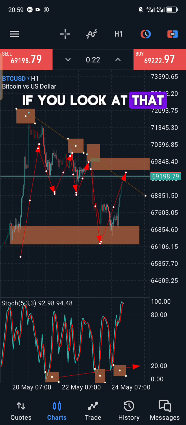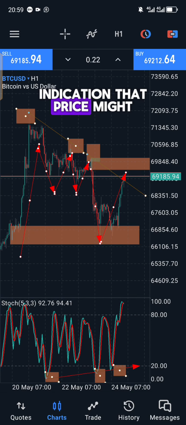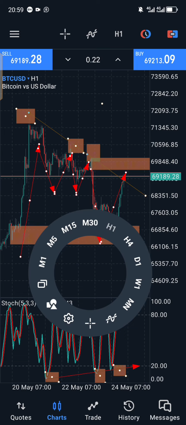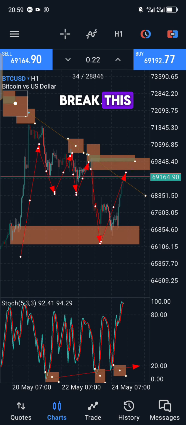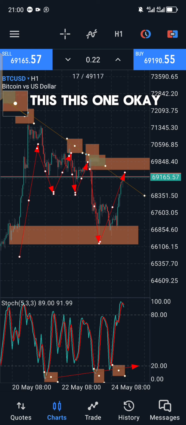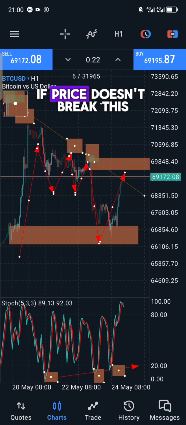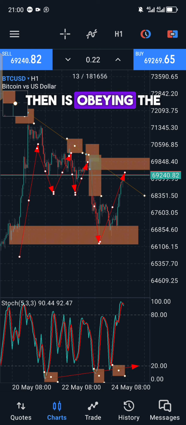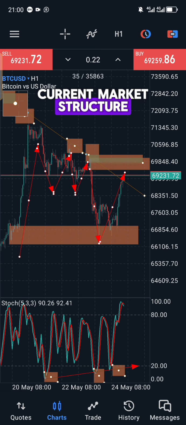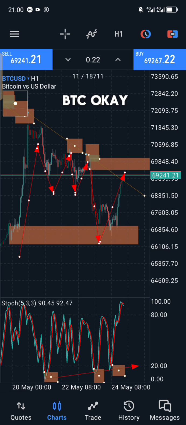If you look at that, you have a clear indication that price might not break the high here. So price might not break this. If price doesn't break this, what happens is that price is obeying the current market structure. We will keep selling BTC.